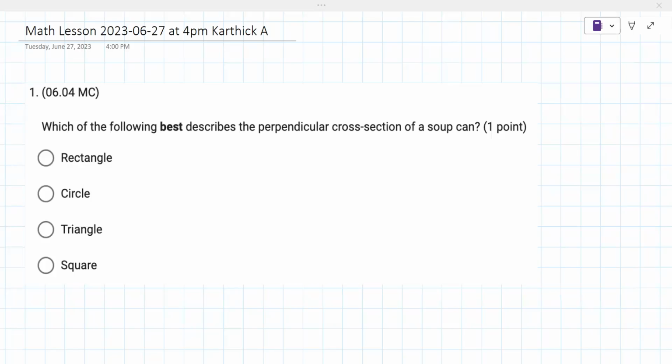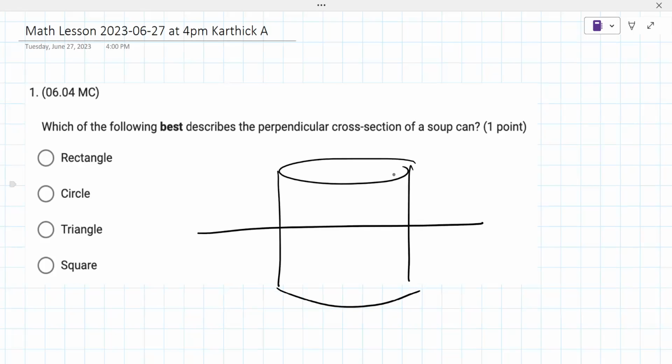Describes the perpendicular cross sections of a soup can. So the soup cans look like this. When you slice them that way, the other way to think of it is like a piece of fruit, like a cucumber or banana. If you cut the cucumber or banana, you know what kind of shape that is.